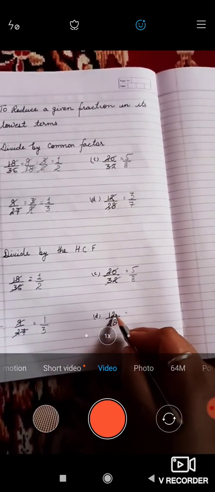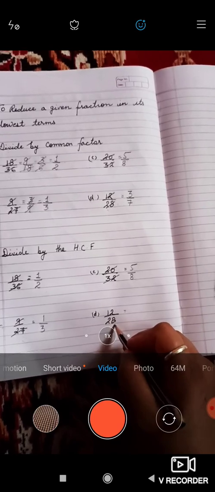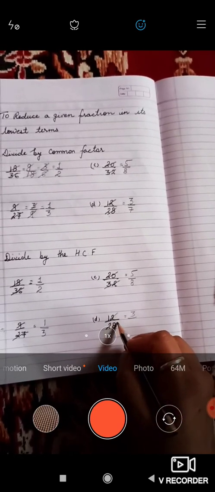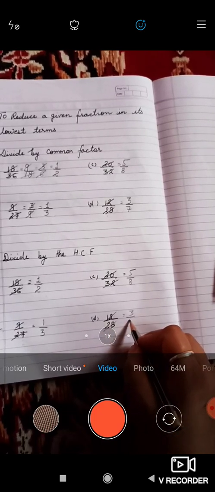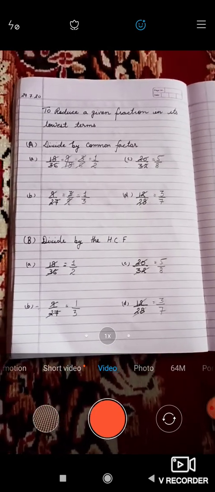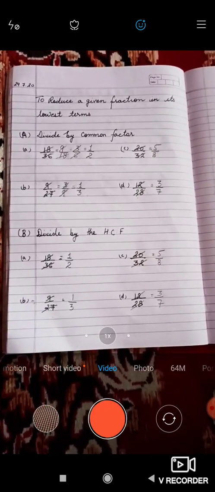Here also, for these two numbers, the HCF is 4. So we will divide 12 by 4, we will get 3. And we will divide 28 by 4, we will get 7. That means the lowest term for 12 upon 28 is 3 upon 7.